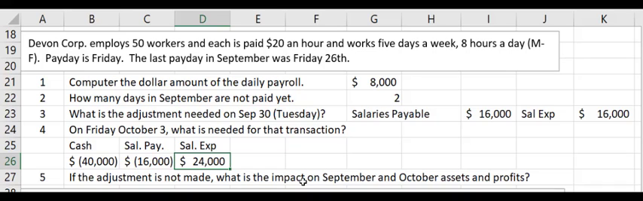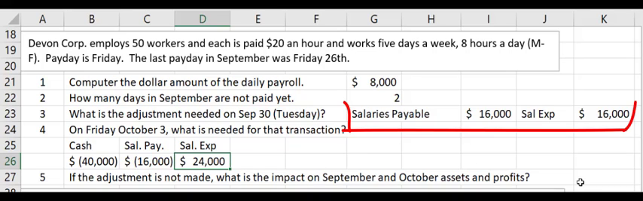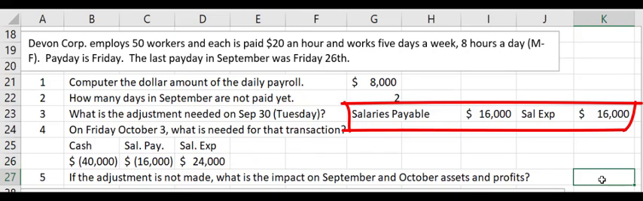What would happen if we didn't make the adjustment on September 30th? Would assets be off? There's no impact on assets for failing to accrue expenses. Liabilities are wrong, expenses are wrong, profits are wrong, retained earnings are wrong, and equity is wrong. But assets weren't impacted.